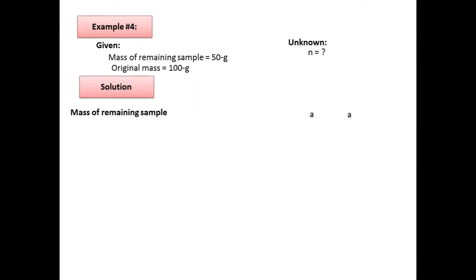What if mass of remaining sample ang given just equals to 50 grams, and then yung original mass naman is 100 grams. So ang pinapahanap na sa atin ngayon is n. So solution natin, mass of remaining sample using this formula is equals to original mass divided by 2 raised to n. Ngayon, ang given lang is mass of remaining sample, tapos yung original mass natin 100 grams. Ngayon, ang pinapahanap sa atin is yung n. But before we solve that, let us first have a recall on the logarithmic function.